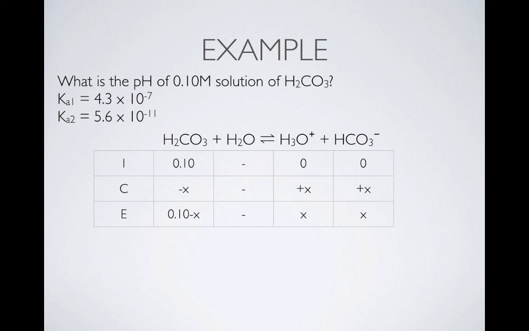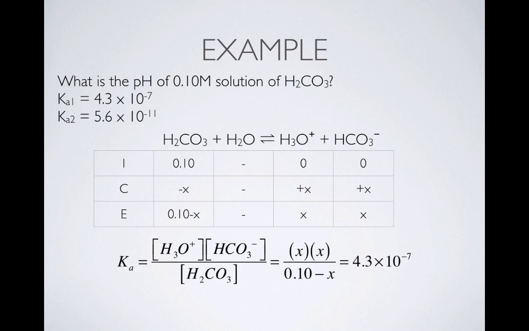Let's set up an ice box. We've got a 0.1 molar solution of carbonic acid. So 0.1. We have no hydronium, no bicarbonate to start with, so we're going to change it: minus x, plus x, plus x gives us 0.1 minus x for carbonic acid, and x and x for the hydronium and bicarbonate ions. So we set this up the way we've been doing the last couple of lectures, our Ka.